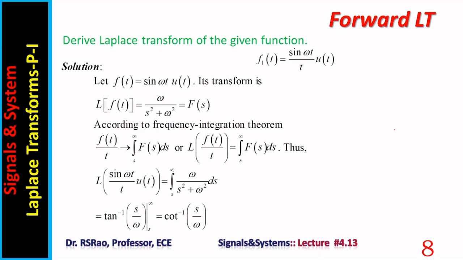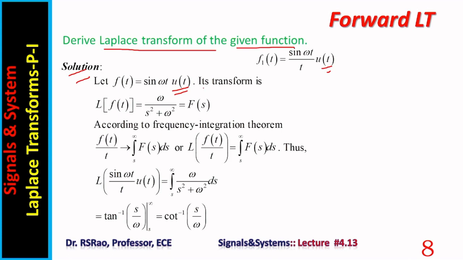After doing several inverse transforms, now we consider a problem which is based on forward transform. Derive the Laplace transform of the given function. The function is named f1 of t. It is equal to sin omega t by t u of t. Solution. Let us suppose f of t is sin omega t u of t. U stands for unit step. Notice f1 of t is f of t by t.